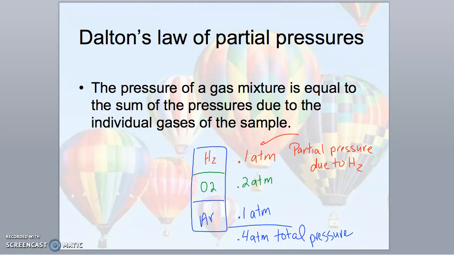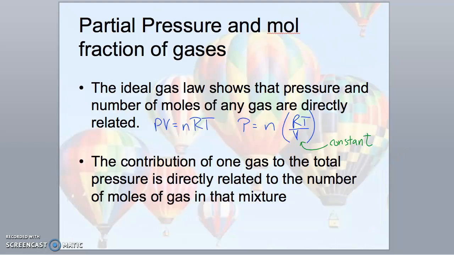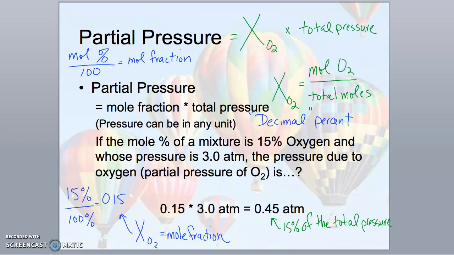Gases have pressure. When the gases are combined, their pressures are additive. You can see in this slide that half the number of moles will result in half the pressure even if the gases are different. When combined, the resulting pressure is the sum of the individual pressures. There is a relationship between pressure and number of moles of gas that's directly related. We can use the mole percent of a gas in a mixture to find the pressure contribution by that gas if the total pressure is known.